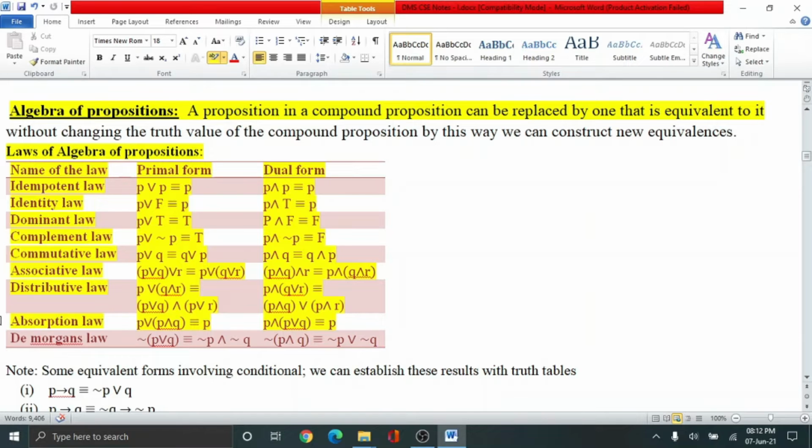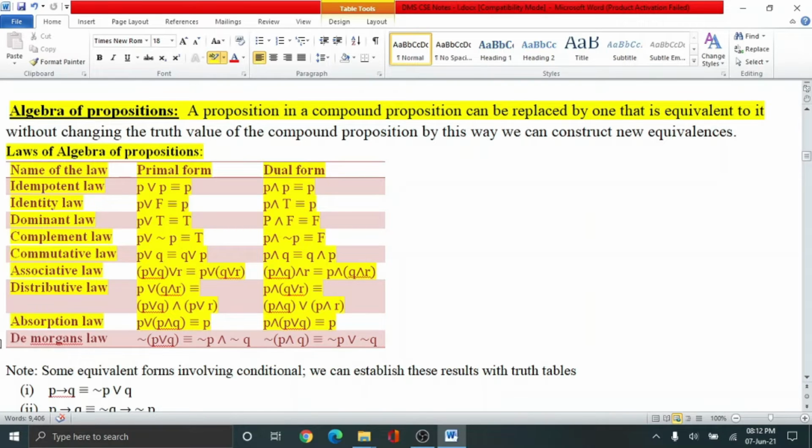And the next law is the absorption law. The primal form of the absorption law is given by P disjunction P conjunction Q is equivalent to P itself, and the dual form is given by P conjunction P disjunction Q is equivalent to P.